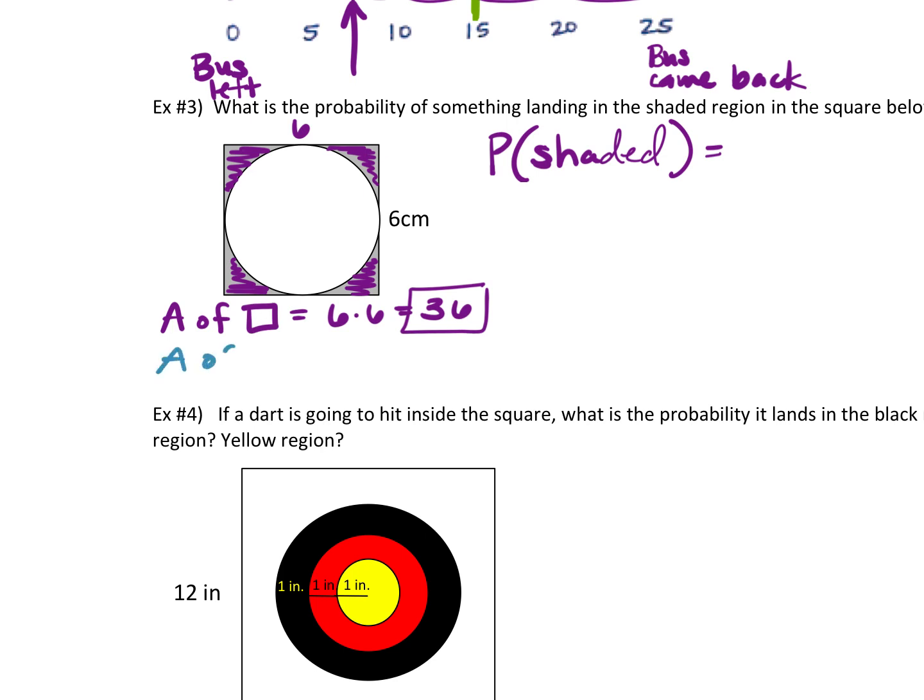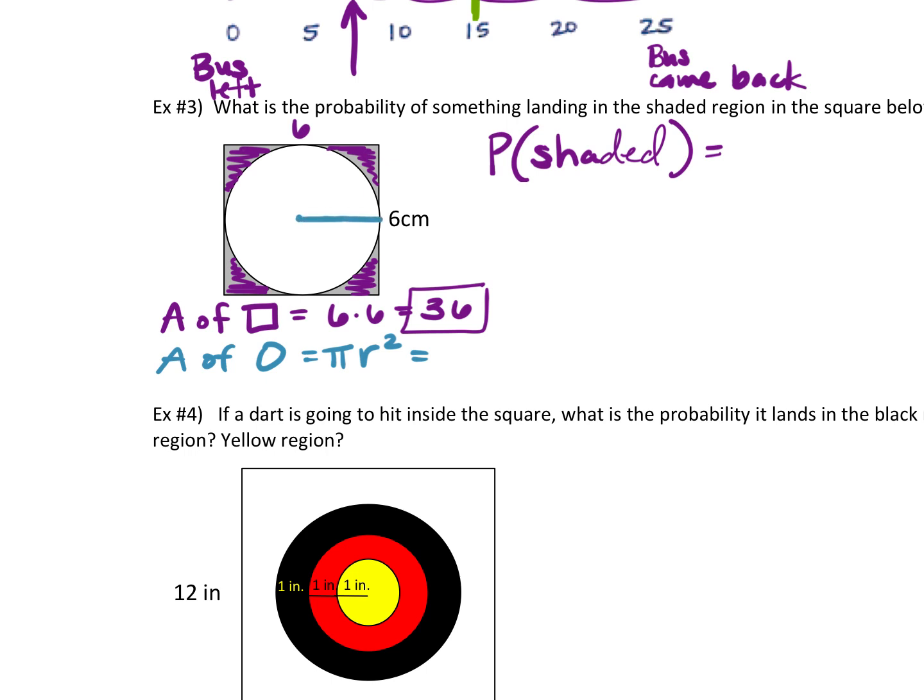How do we find the area of the circle? Do you remember the formula? Pi r squared is the area of a circle. This one's a little tricky. What's your radius?